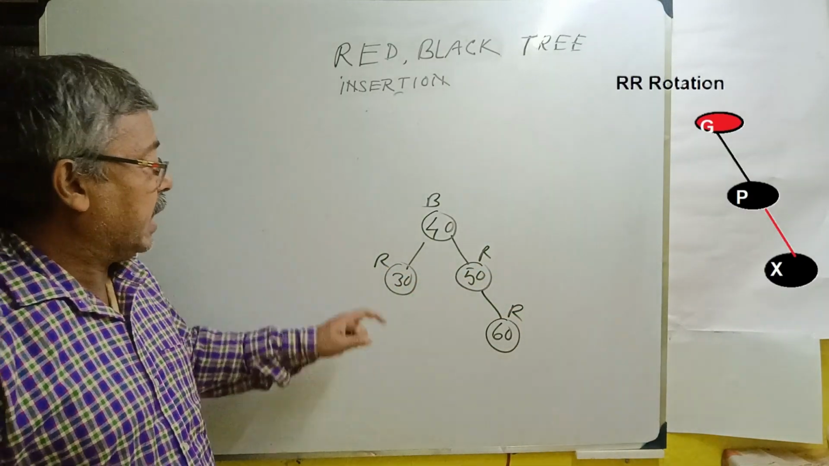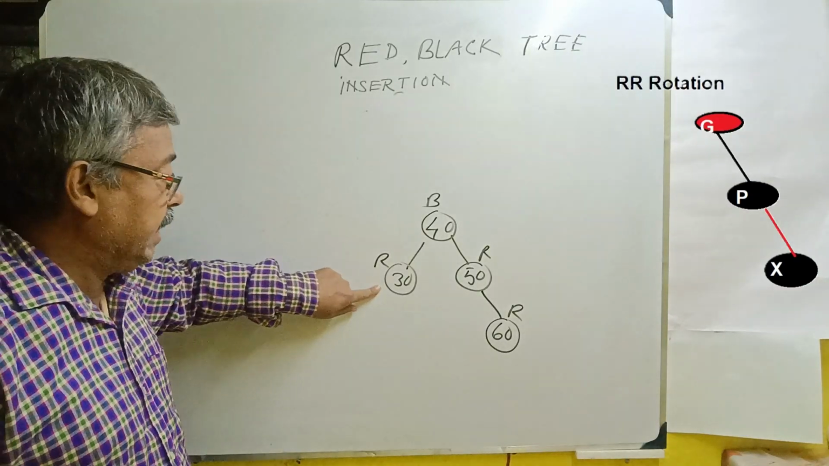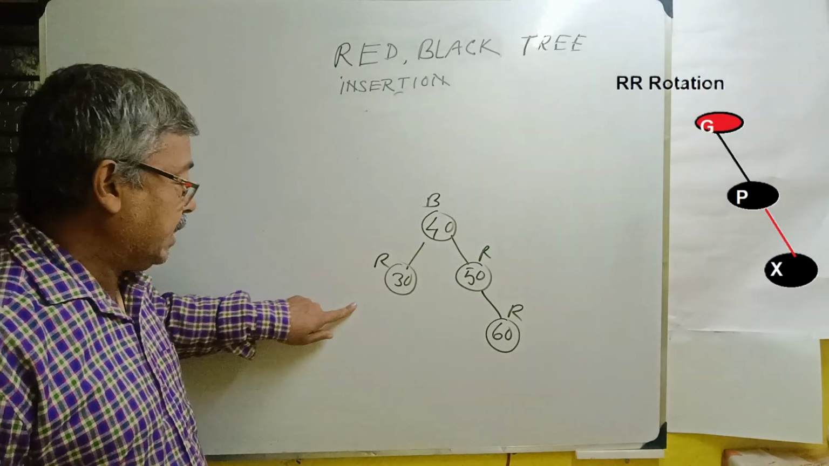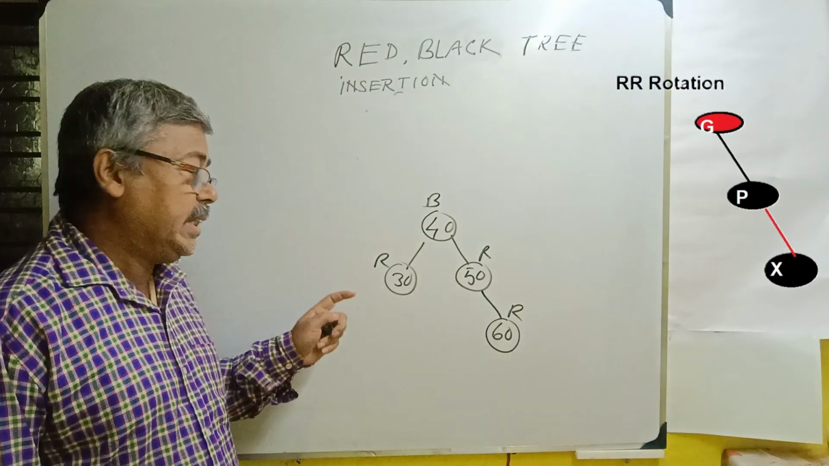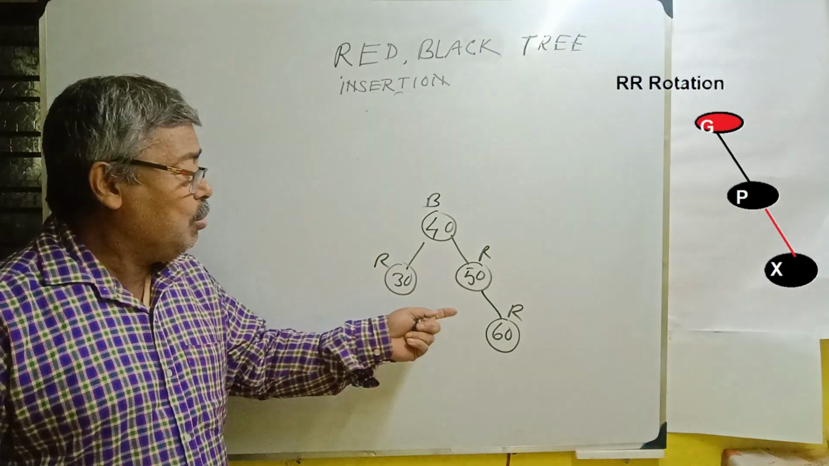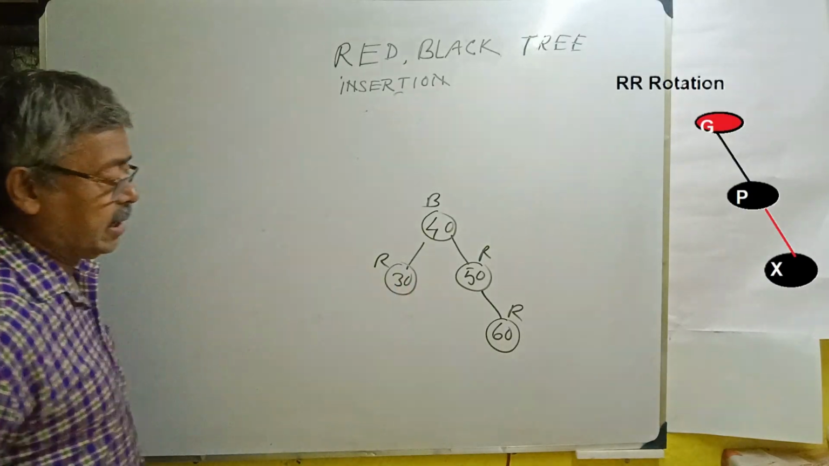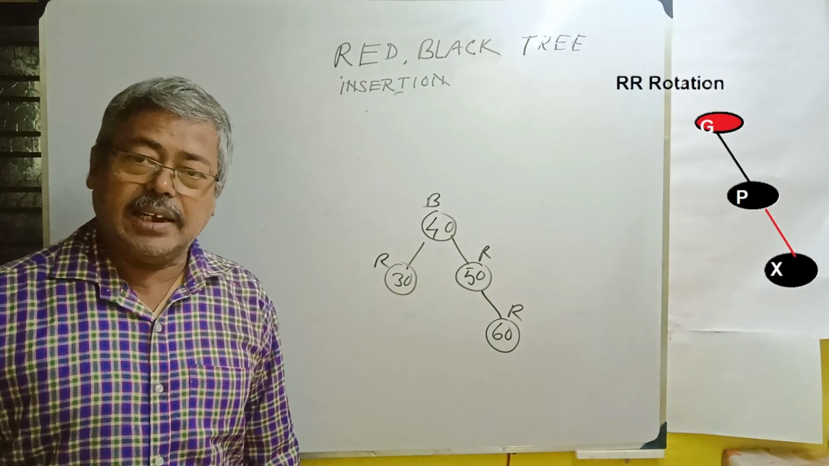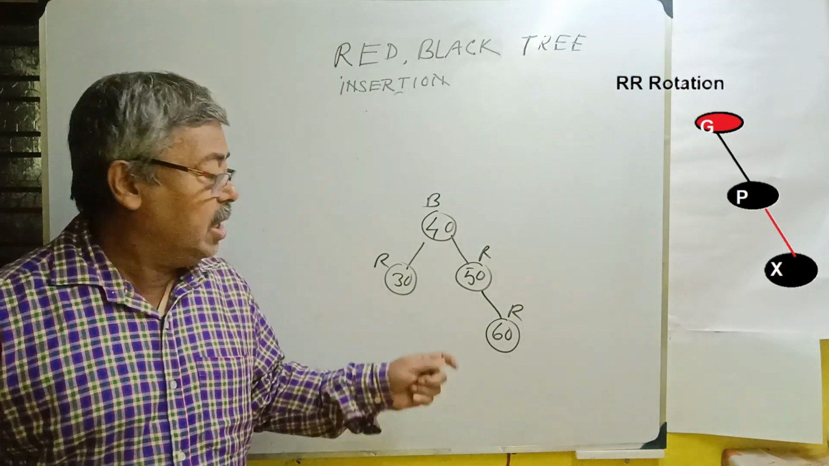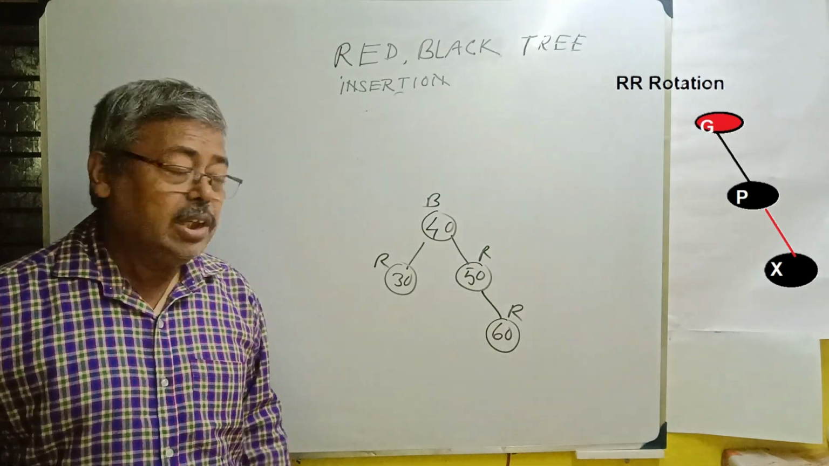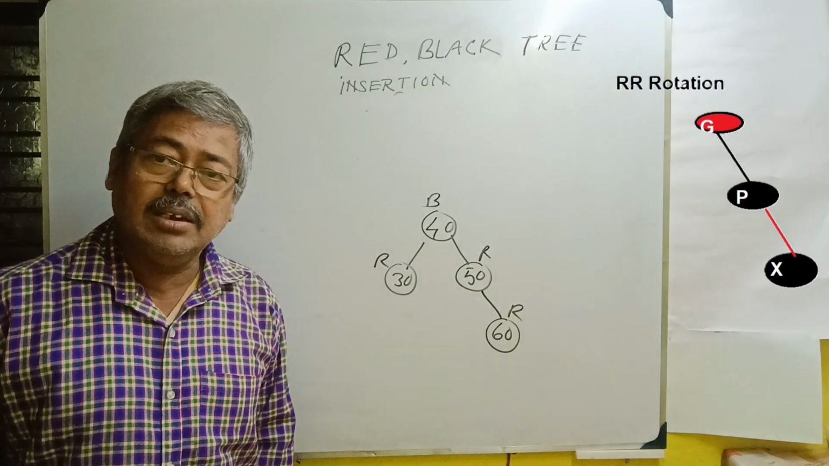If the node is less than 30, then it will come as a left child of 30. Similarly, the red-red conflict will arrive. Now suppose this is the value 60, and we have to check whether it is correct as a red black tree. No, it is not correct as a red black tree because a red-red conflict has already arisen.